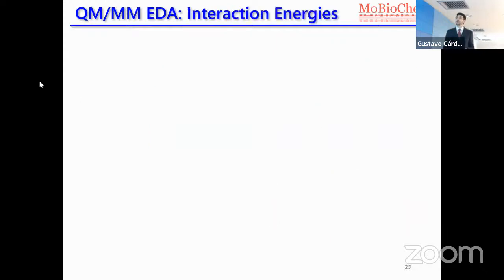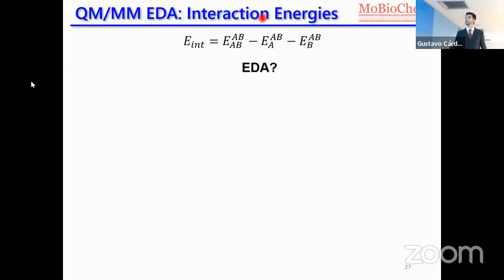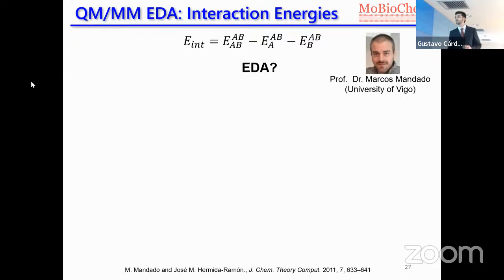Okay, so let's move back to the problem of the computation of the interaction energies in a quantum mechanical form. Here is the definition of the interaction energy. As we know, it is quite general. Now we ask ourselves, since we are moving from classical to quantum mechanics, can we perform some kind of energy decomposition analysis in the QM world? The answer is yes, and we can do several different things. But in this thesis, we focused on a methodology developed by Professor Marcos Mandado from the University of Vigo.